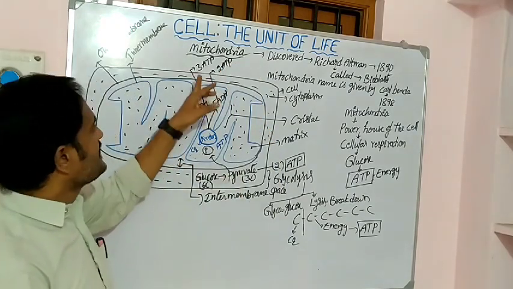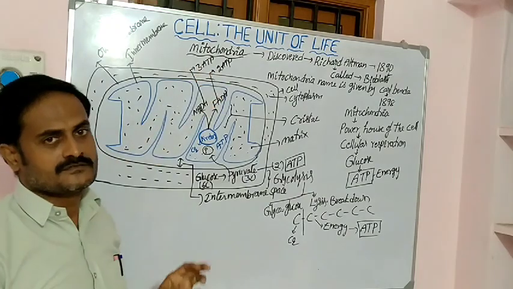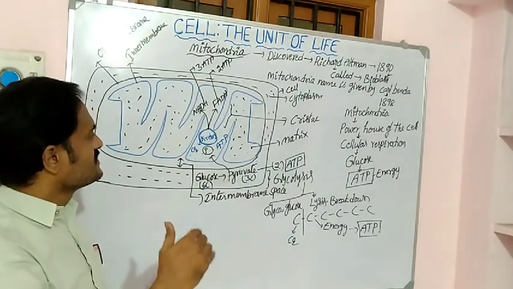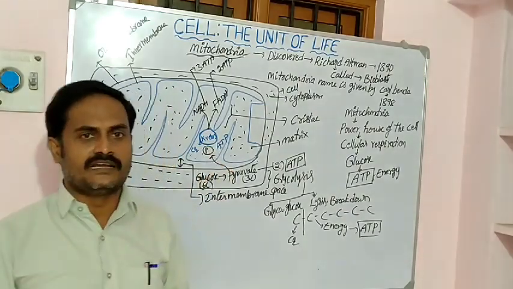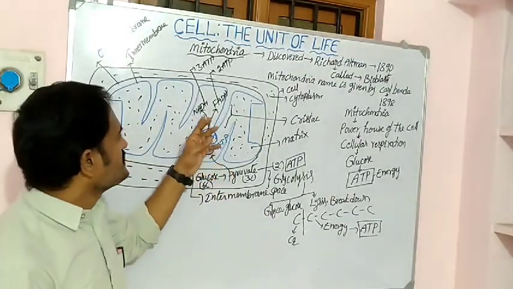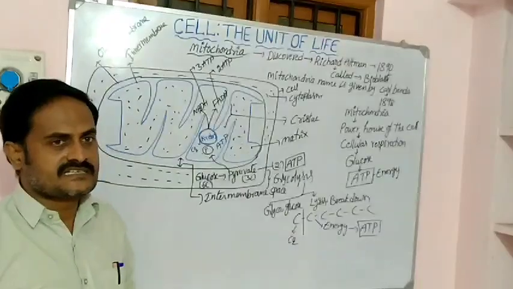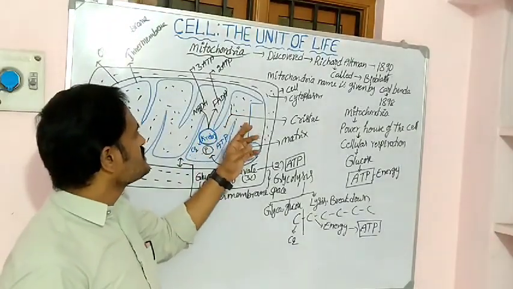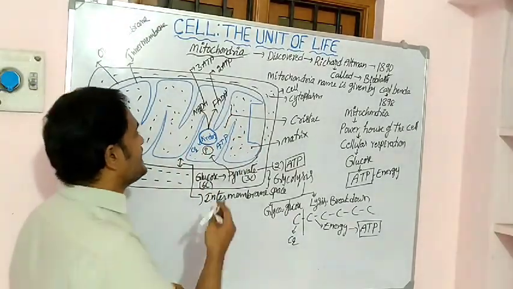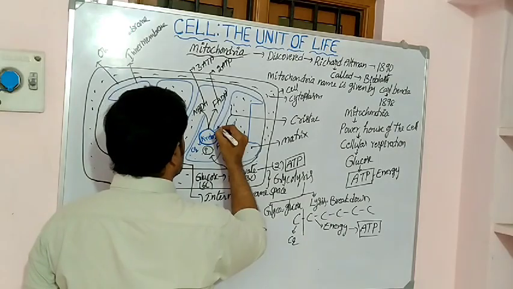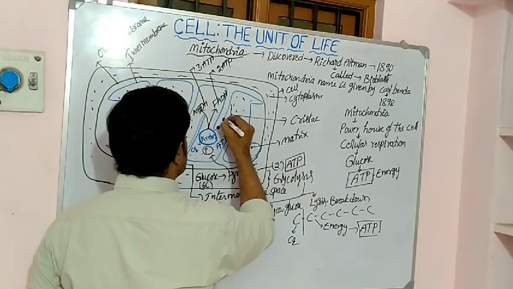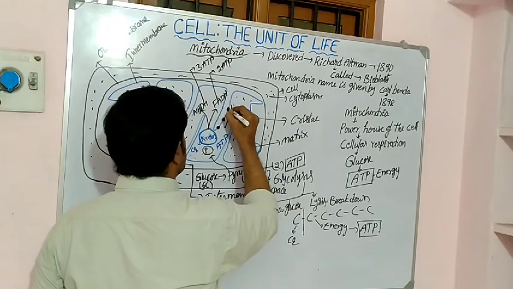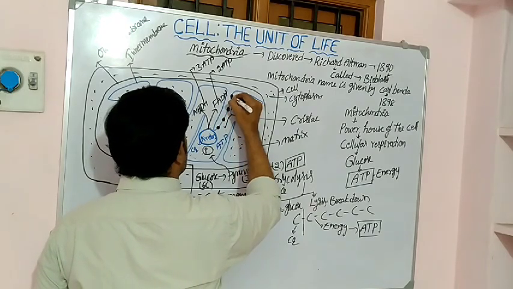So where do they give ATPs? In the next process, after completion of the Krebs cycle, these chemical substances pass into the inner membrane of the mitochondria. See, this is the inner membrane, the NADH and FADH, and also electrons here.